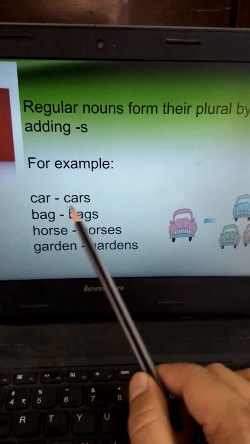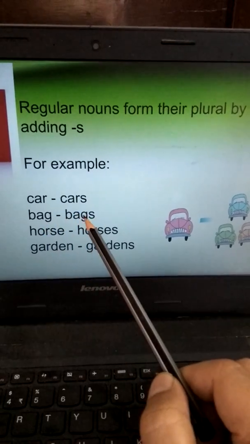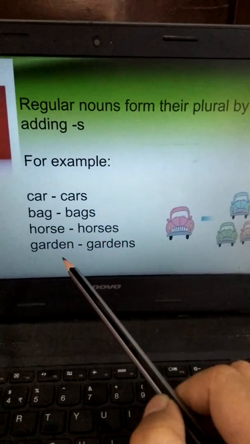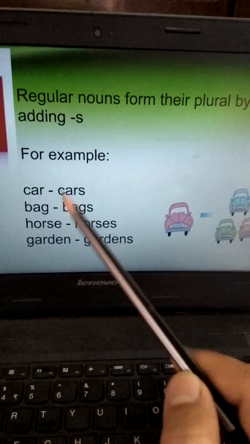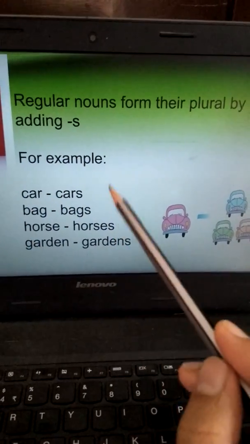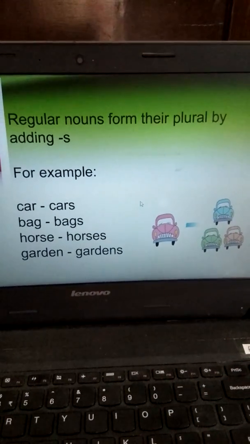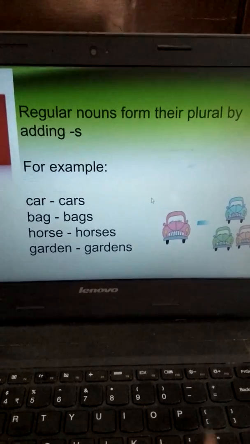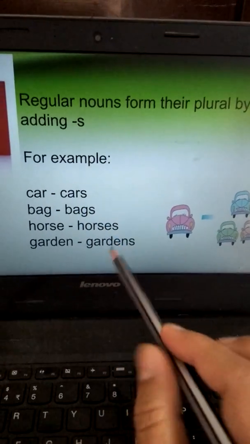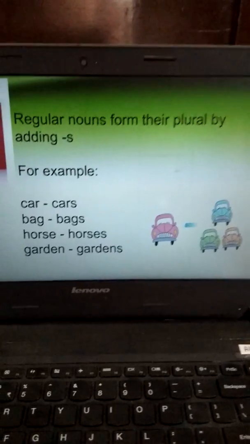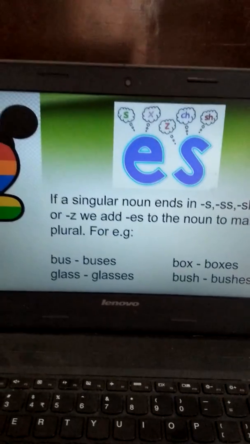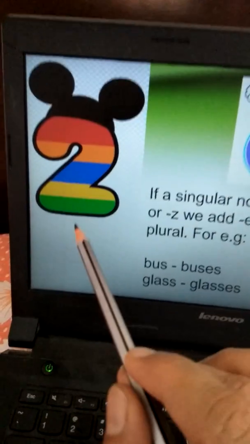So regular nouns form their plural by adding simple s. For example, car, cars, bag, bags, horse, horses, garden, gardens. So these are simple regular nouns which are changed into plural by adding s at the end. Clear? Now let us come to rule number 2.